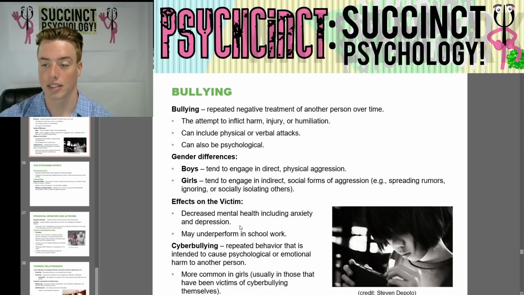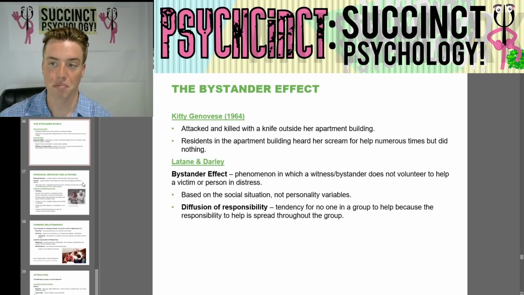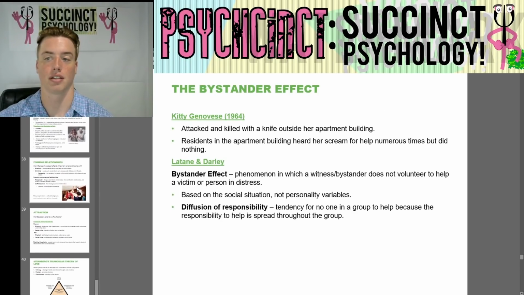Effects on the victim include decreased mental health, including anxiety and depression, and they may underperform in schoolwork. Now, cyberbullying is repeated behavior that is intended to cause psychological or emotional harm to another person, more common in girls, usually in those that have been victims of cyberbullying themselves. Next, we have the bystander effect. So Kitty Genovese, 1964, was attacked and killed with a knife outside her apartment building. Residents in the apartment building heard her scream for help numerous times but did nothing. So that shows the bystander effect.